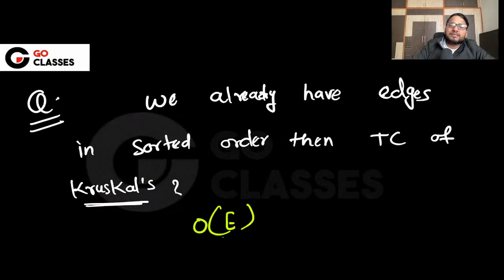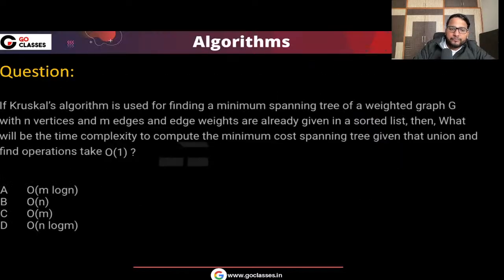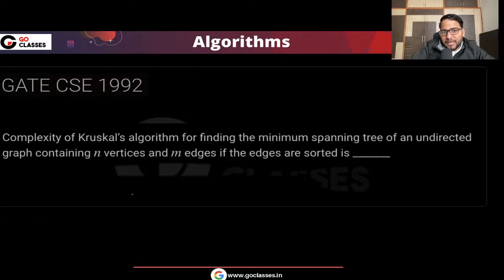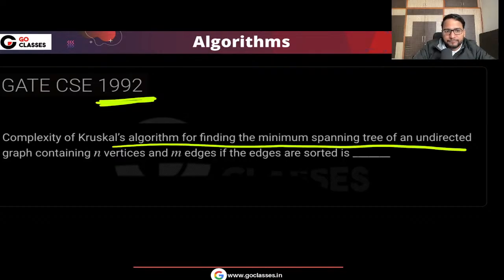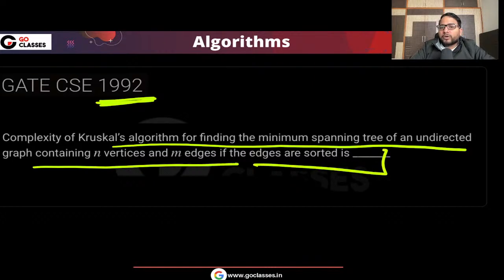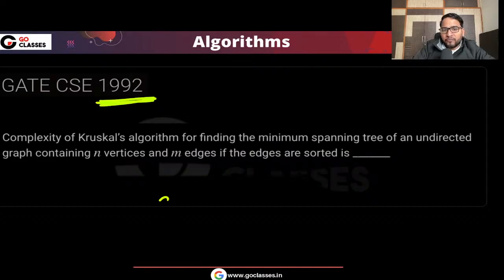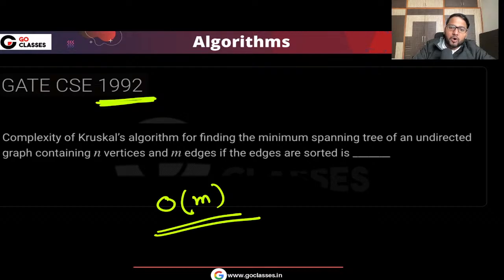This is actually a GATE question itself. Let me just tell you. I think this has been asked in GATE 1992. What they're saying: complexity of Kruskal's algorithm for finding the minimum spanning tree of an undirected graph containing n vertices and m edges, if edges are already given to be sorted. In that case it is order of m only. Understood? Order of m only. So this was a GATE 1992 question.